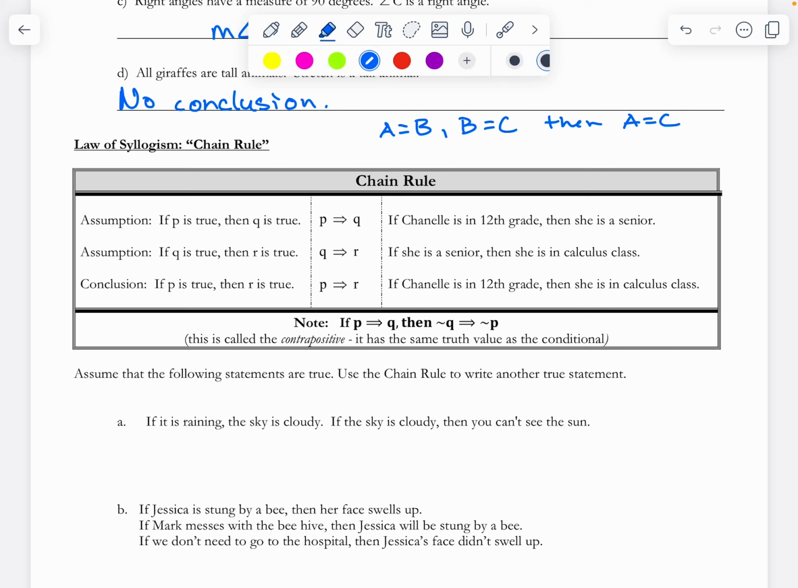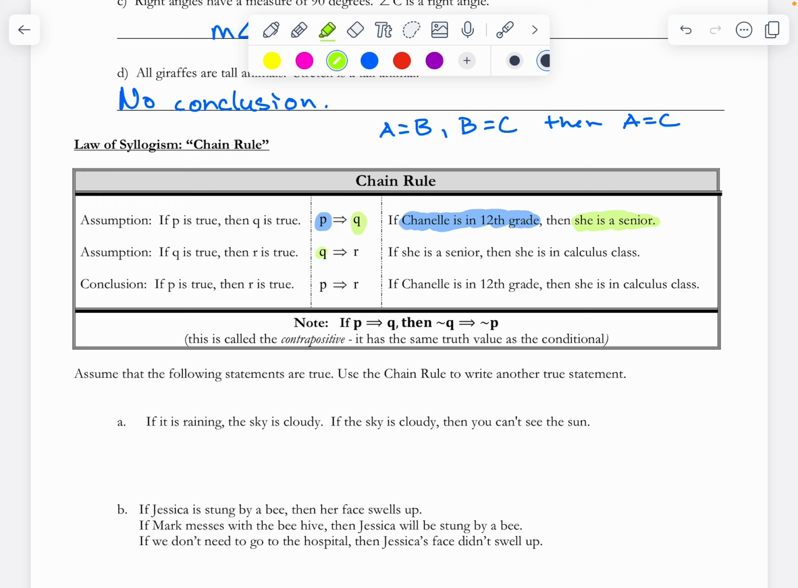Here, the way that we would read this is if P, then Q, right? So here on the right, if Chanel is in 12th grade, then she is a senior. And this is just an assumption. If P, then Q, right? So if P is true, then Q is true. So here, what we're setting as if P is true, then Q is true is if Chanel is in 12th grade, then she is a senior.